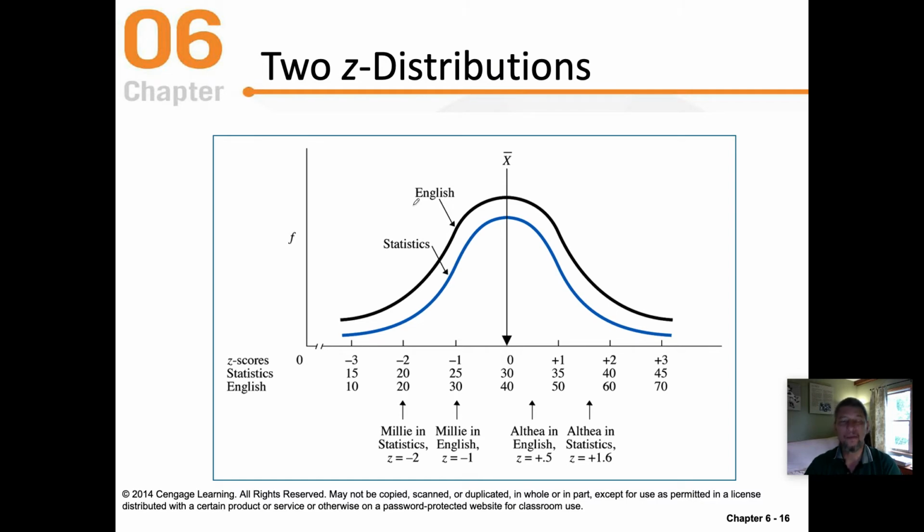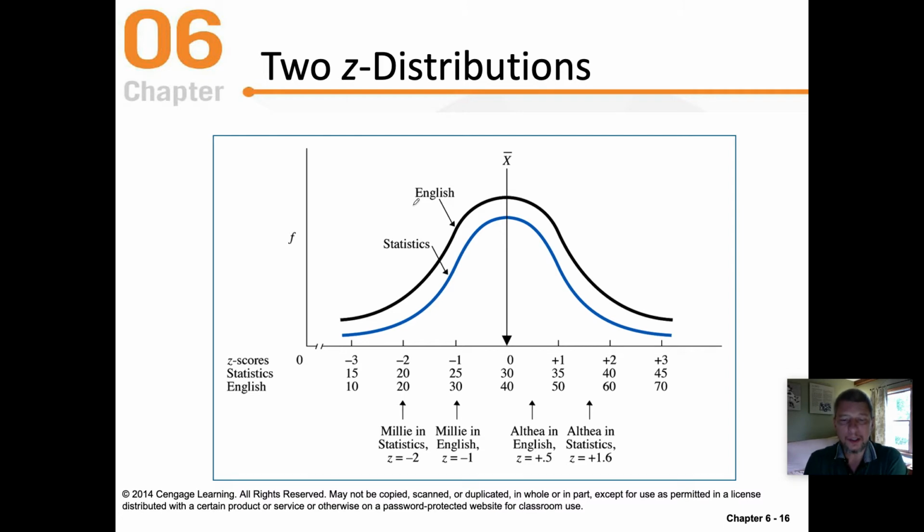And so what we do is we make the mean 0. Even though the mean in statistics is 30 and the mean in English is 40, we're going to make 0 the mean value for both z distributions. Now, what that does is it allows us to compare the 2 classes in terms of their z-scores.